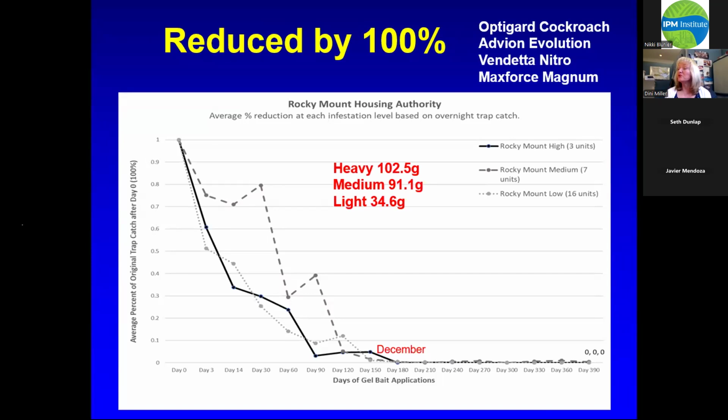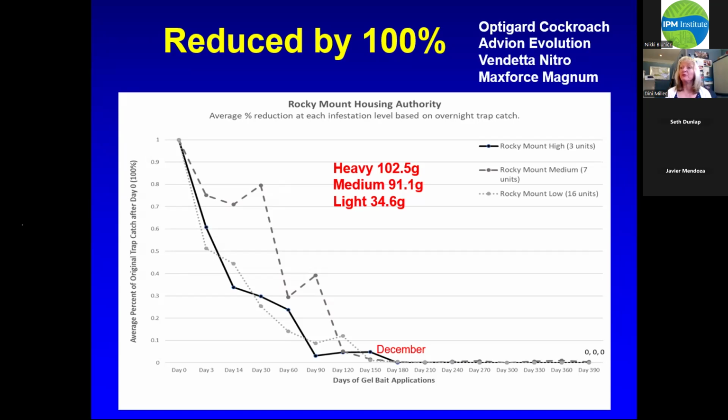But the first 3 months, we used a product called OptiGuard Cockroach. Then we switched to Advion Evolution the next 3 months. Then the next 3 months, Vendetta Nitro, then Max Force Magnum. And one of the things I realized is it's very important that you rotate your bait formulations because we see cockroaches that develop bait aversion. And that means that some of them will not continue to eat baits that have glucose as the primary sugar attractant, and some of them only want fructose, so it works better if you just rotate it.